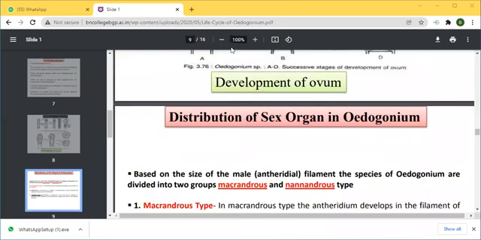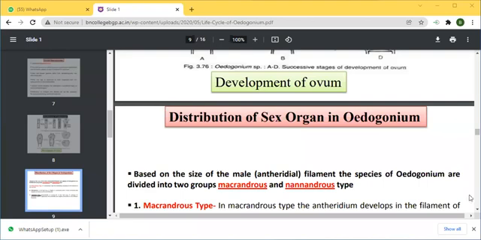Here, based on the size of the male. Male meaning, what is the male reproductive organ, girls? Tell me, girls, what is the male reproductive organ? Are you there? Yes or no? Yes, ma'am. Tell me, what is the male reproductive organ? Antheridia, yes? Yes, the male reproductive organ is called the antheridia.